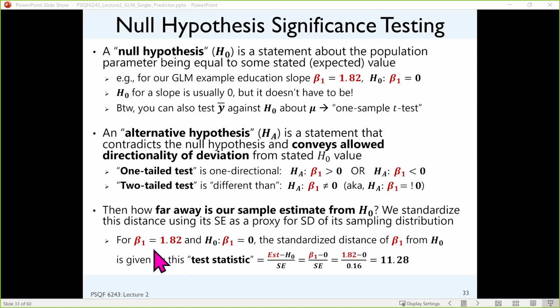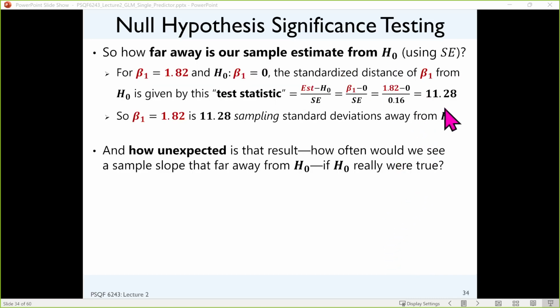If I take the slope that we came up with, so the 1.82, and I subtract what we thought it was according to the null hypothesis, which is 0, and divide by the slope's standard error, then putting those numbers in from our example, I end up with something that is 11.28. So you might be thinking, okay, what the hell does that mean? I'm glad you asked.